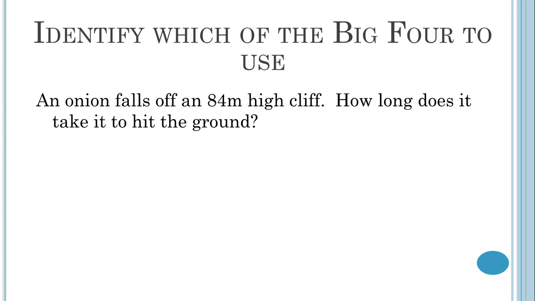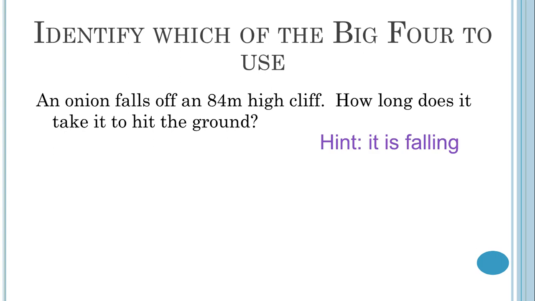Last one. An onion falls off an 84-meter high cliff. Not sure why an onion, but there you go. How long does it take to hit the ground? Now, if we're looking at this problem, it only gives us one number, 84 meters. I'm like, how in the world are we going to solve anything with 84 meters?